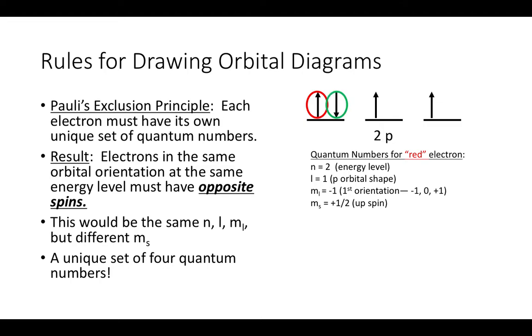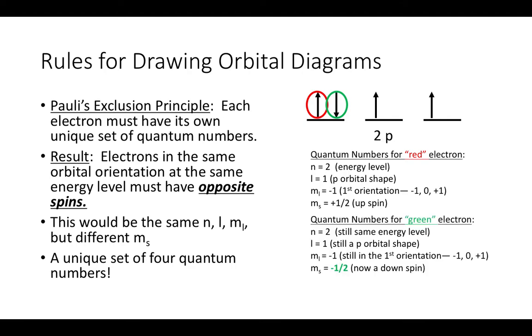This is compared to this green electron. The quantum numbers for the green electron: the energy level is still the same energy level, still 2. We're still in a p orbital, so the L quantum number is still 1. We're still in the first orientation, so the M sub L is still a -1. But now we are a down spin, so the spin number is now -1/2 instead of +1/2. So each of these electrons has its own unique set of 4 quantum numbers because the spin numbers are opposite. And that is Pauli's exclusion principle.